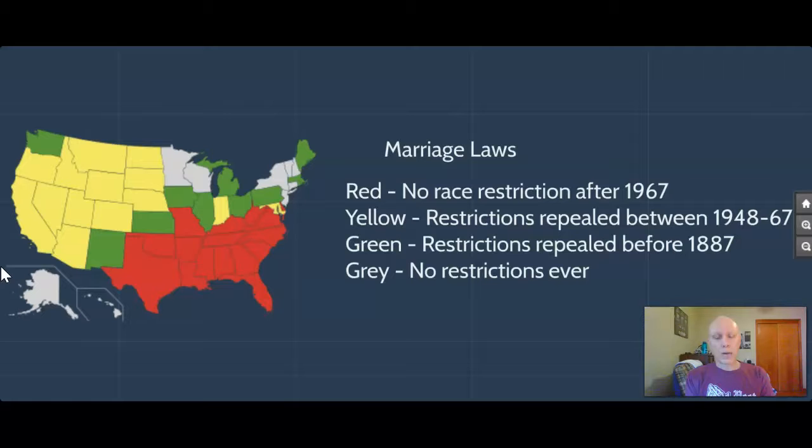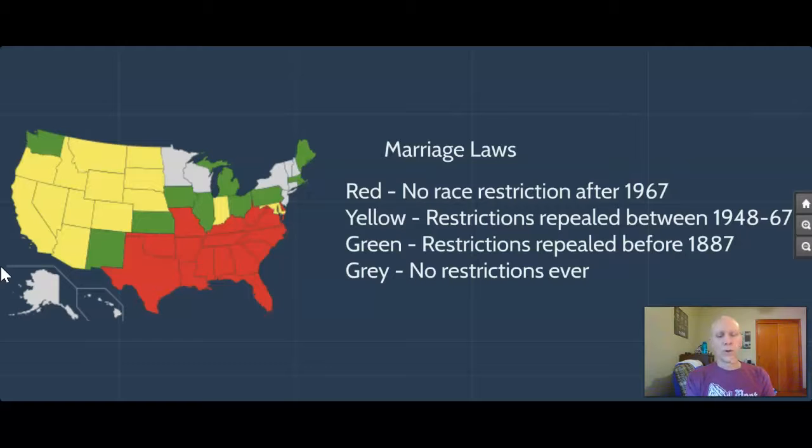What I've got on the screen right now is the United States and marriage laws related to race that existed. If you look at the map, the states that were shaded in red had race restrictions for marriage up to the year 1967. So we're talking more than 2 decades after World War II was over. That portion of the country, for example, did not allow a black person and a white person to legally get married. The yellow states did have race laws that they got rid of between 1948 and 1967.